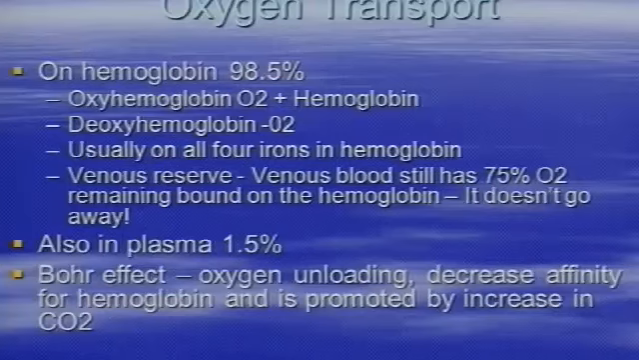98.5% of oxygen will be transported on the hemoglobin that we just talked about, on that little iron unit. That's why when people are iron deficient, they become anemic, because you need that iron in the center of the hemoglobin to attach the oxygen to. Okay. We can also have free oxygen just found in the plasma.